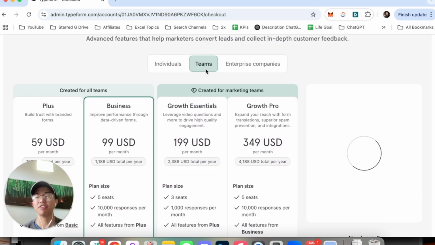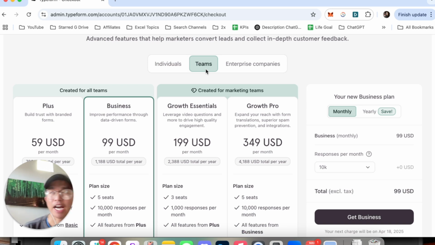But Typeform itself has been absolutely phenomenal in allowing us to actually get a lot of feedback and answers from potential leads and prospects.